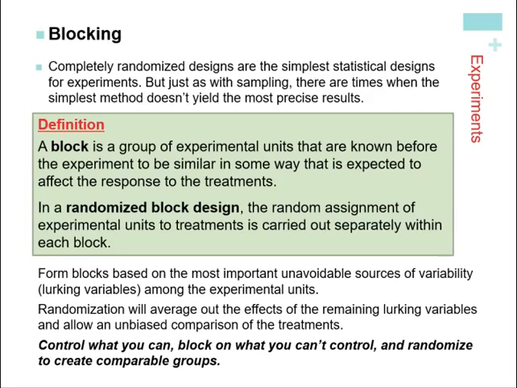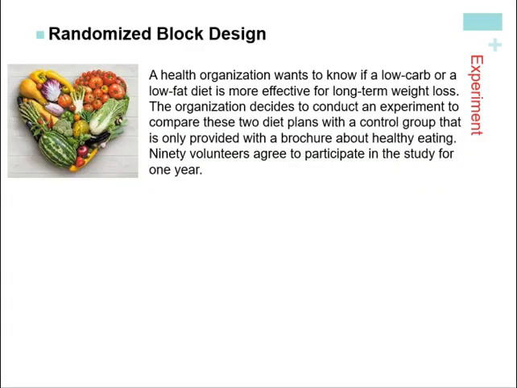Okay, so if we look at our weight loss experiment from before, men and women often experience weight loss differently. Okay, so that could be a potential source of confounding. Because in our completely random design, there's a chance that one diet could have more males than females just by chance, and that might affect our results. So when we block, we would split our volunteers into males and females, and then within each group, they randomly get assigned to one of the 3 diets.